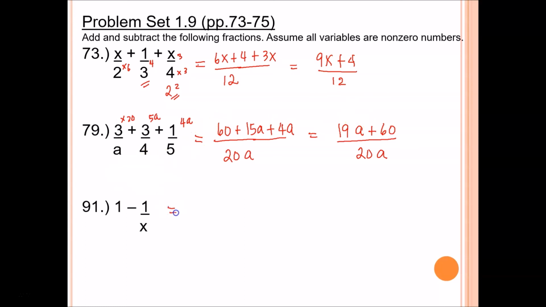Number 91. 1 minus 1 over x. Now what will be our LCD? This is 1, right? So x times 1 is just x. Okay, so to become x, we multiply this by x, so 1 times x is x, and then this is already x, so we just minus 1. And that's it. We're done.